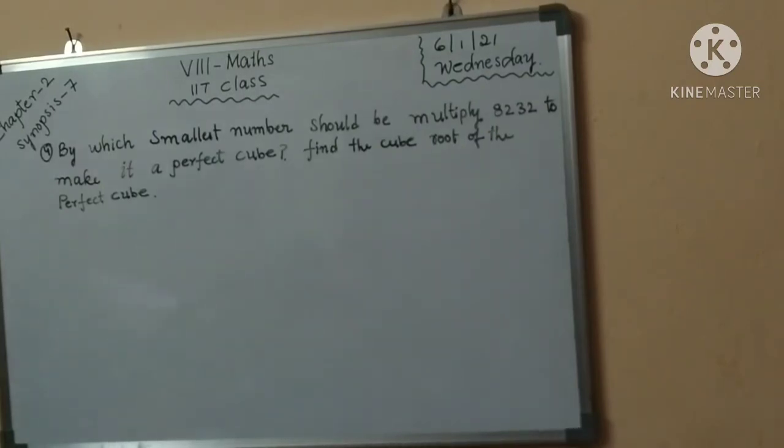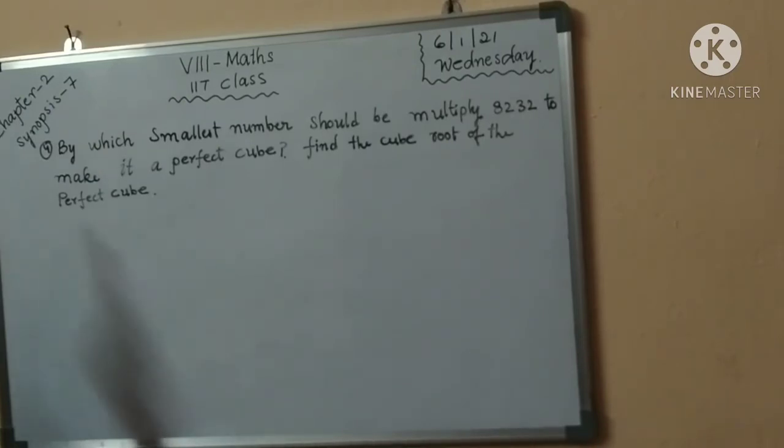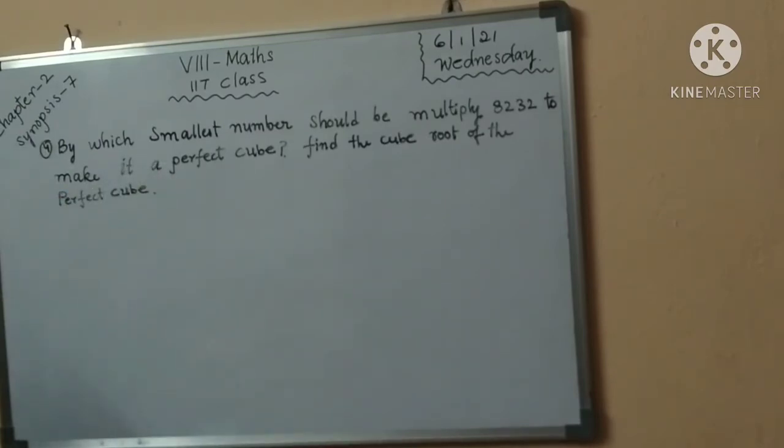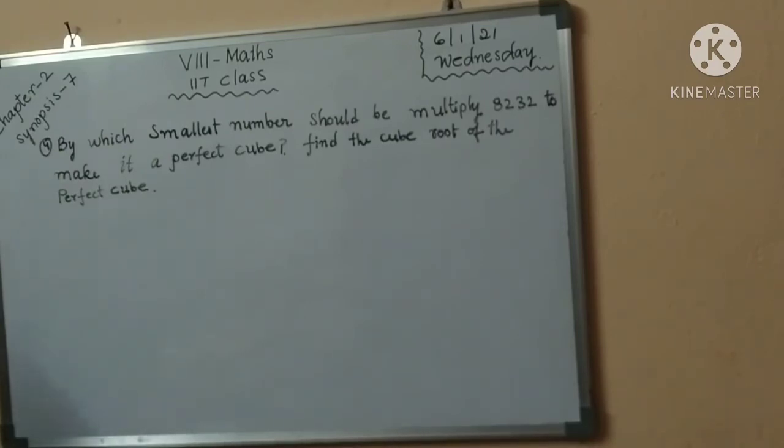Next, the fourth problem. By which smallest number should we multiply 8232 to make it a perfect cube? Which number should be multiplied so that we get a perfect cube? Then find the cube root of the perfect cube. So first do the prime factorization method.